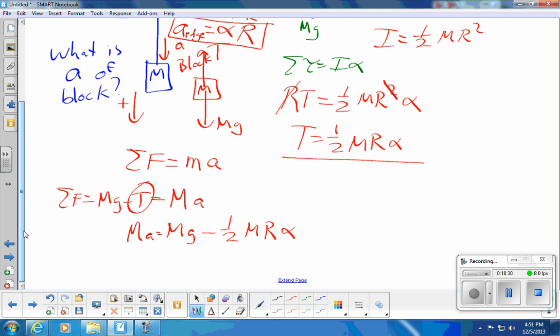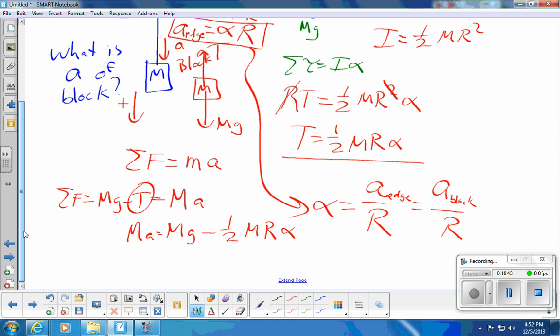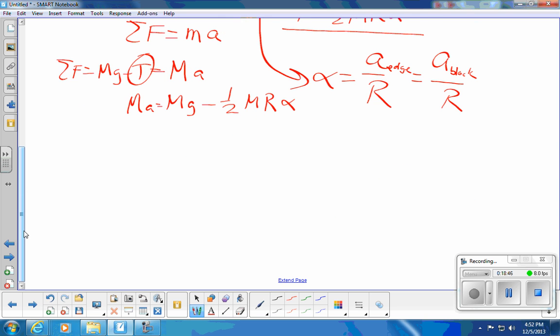That means that alpha is equal to A over R. This is A edge, which is equal to A block over big R. And A block is what I'm looking for. This is starting to look like it's going to make me happy, because now I can say MA equals MG minus 1/2 MR alpha, but alpha is A over big R. That A of the block is the same as this A of the block over here, which is what I'm looking for. Okay, stuff is about to make me really happy.